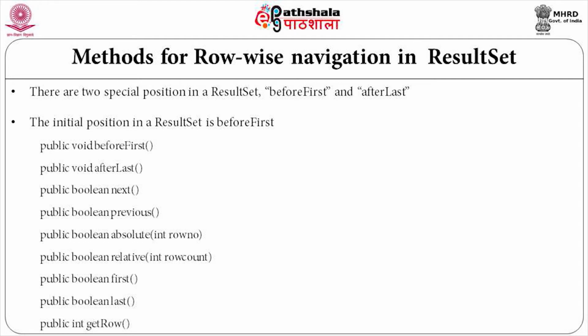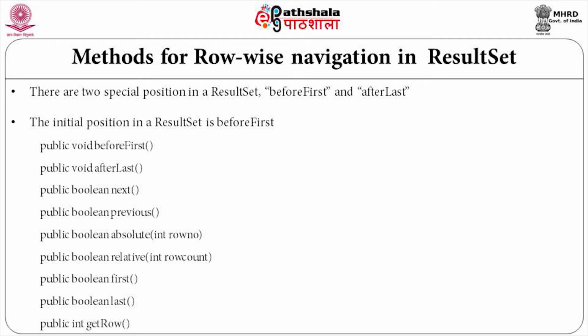So we have a method called absolute, where you can pass a row number as a parameter and move to a specific row. You can also move to a row relative to the current row. We have a method called relative, which takes a number and moves so many rows backward or forward. So two methods: absolute takes you to a specific row. You can say absolute 5, and it will take you to the 5th row.